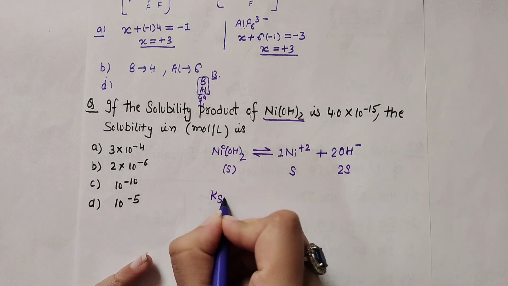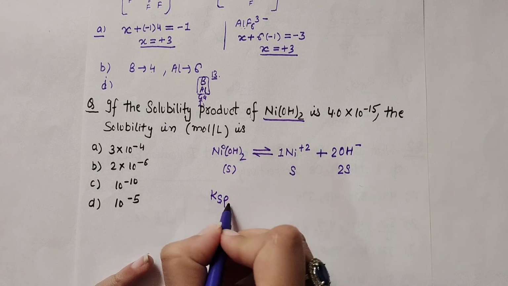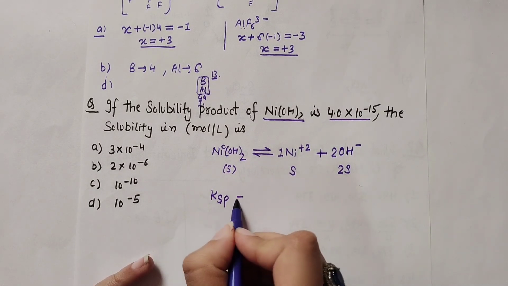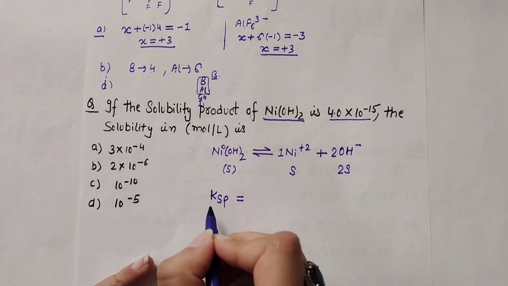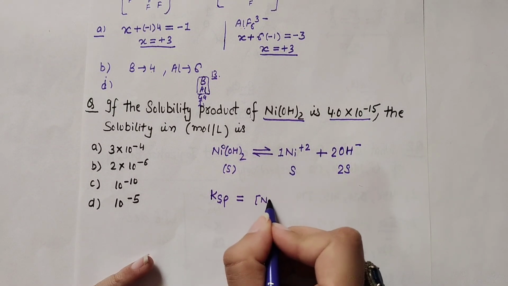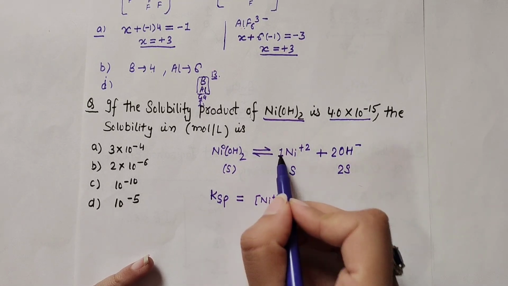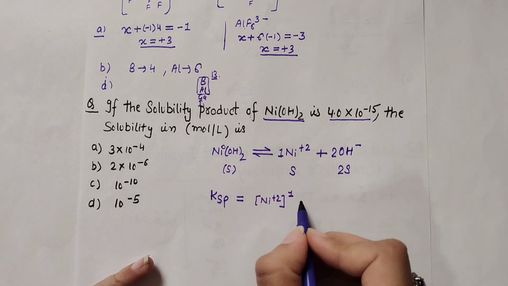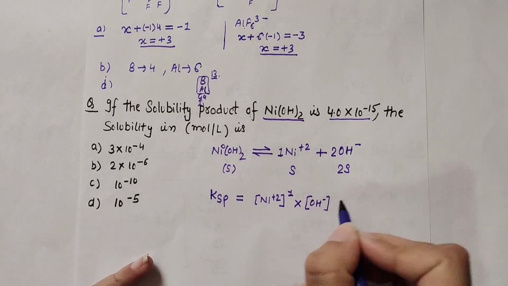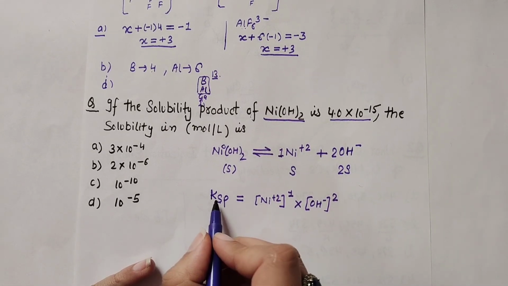What is Ksp? It is the solubility product constant, and it is also given in the question. Now, how will we write the solubility product? It will be the concentration of Ni 2 positive, raised to the power of its stoichiometric ratio, which is 1, so we will write 1 over here, into the OH negative concentration raised to the power of its stoichiometry, which is 2 over here. So now we will put the values.